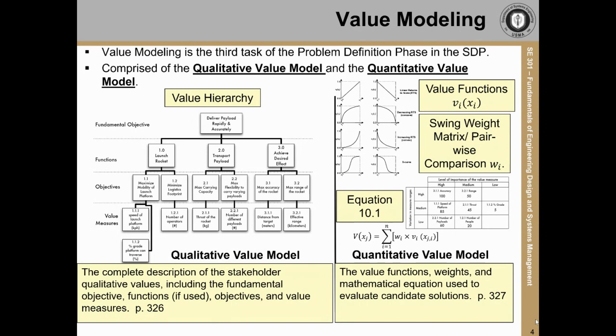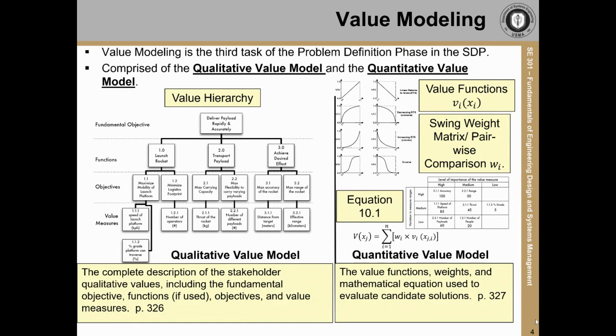Now, what we do from there is we create a quantitative value model. For each of those value measures, we have a value function. And what a value function does is it gives a score between 0 and 100 for each of those performance parameters. It basically tries to convert units. So in this example, you can see that one of your value measures is the thrust of the rocket, another is distance from target, and one of them has units of kilograms, another has units in meters. Your value functions allow all those to be normalized and converted to a score between 0 to 100, where 100 means that you met your objective, 0 means that you're at your minimum acceptable value.